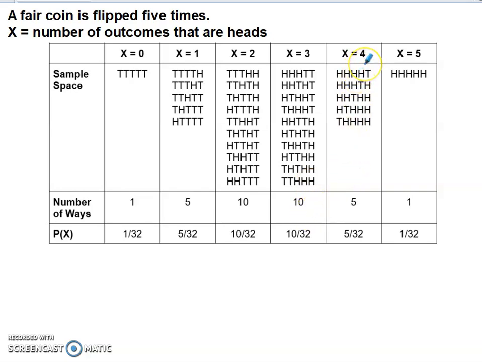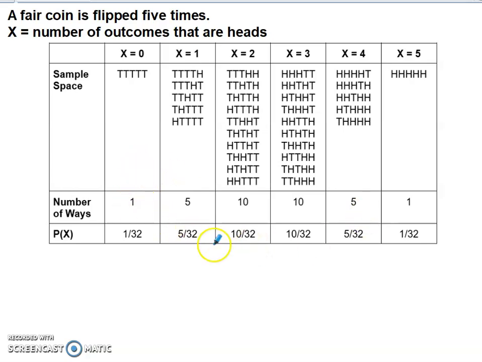When I went to 4 heads, all I did is I took a look at this column here where I had 1 heads, and I switched all of those h's to t's, and all of the t's to h's. And then the only way I can get 5 heads is if all 5 flips are heads, no tails. So how many ways can each of these outcomes arise? That's listed across this row.